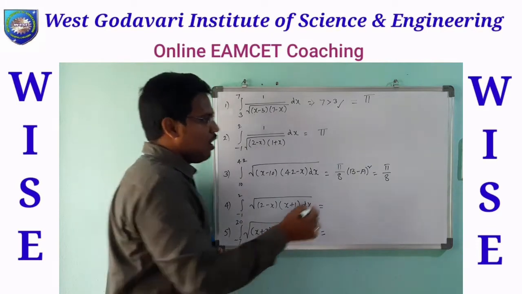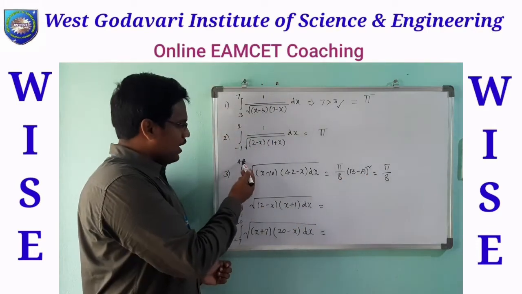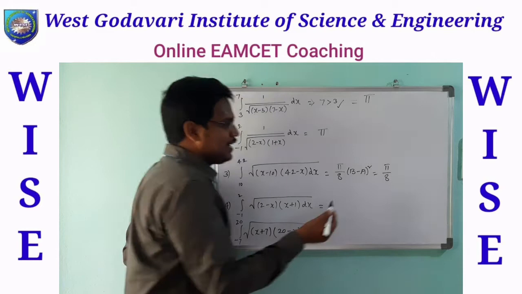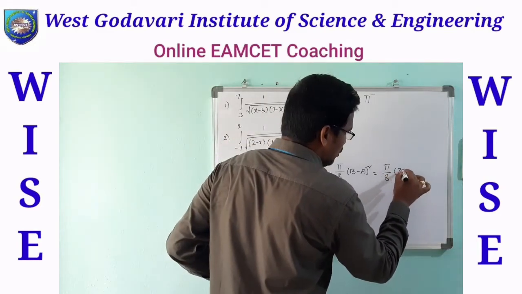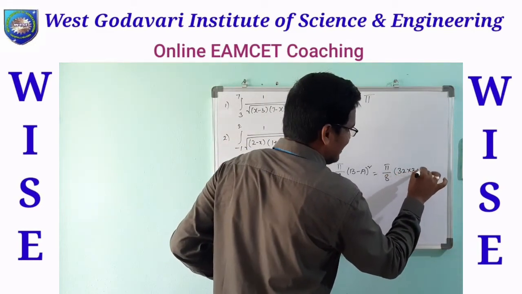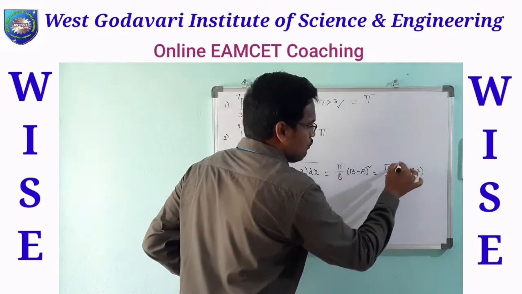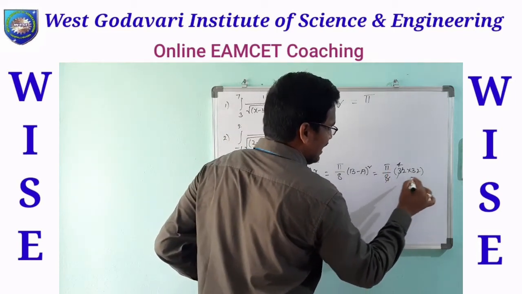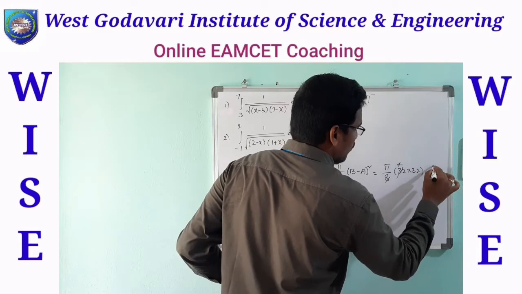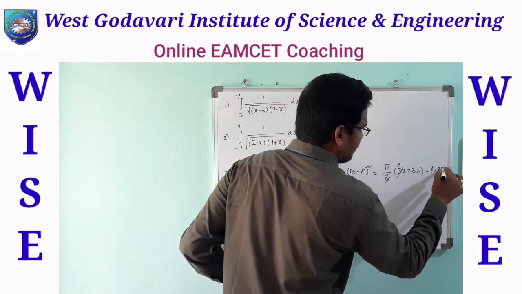So pi by 8 of b minus a. 42 minus 10, that is 32, whole square. 32 whole square I can write as 32 into 32. So 4 times cancel each other. Finally the result becomes 128 pi.